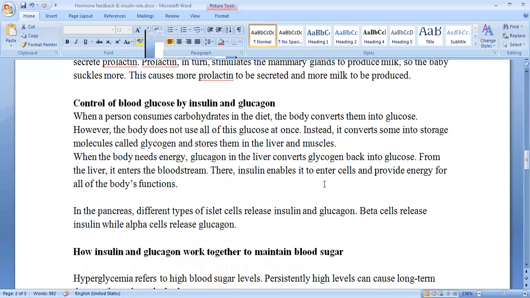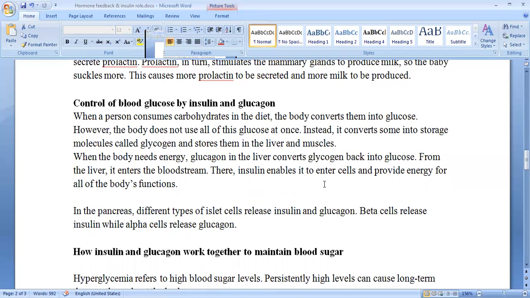Okay. Then in the question paper somewhere, they have asked a question about how blood glucose is controlled by using insulin and glucagon in our body. So we know that insulin and glucagon are hormones which are produced by the pancreas, right? The alpha cells of the islets of Langerhans produce glucagon, and the beta cells of the islets of Langerhans in the pancreas produce insulin.